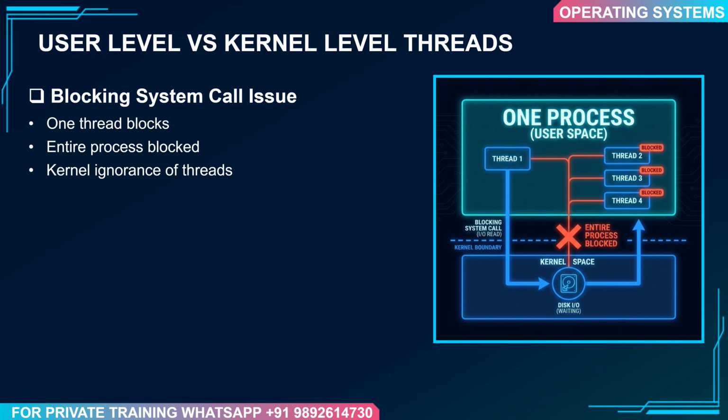One major problem appears when a thread makes a blocking system call. Suppose one thread inside the process performs a read operation from disk. As we discussed earlier in system calls, disk I/O can take time. If the process is blocked waiting for I/O, the kernel blocks the entire process. Since the kernel is unaware of individual threads, all user level threads inside that process get blocked, even if other threads could have continued doing useful work.